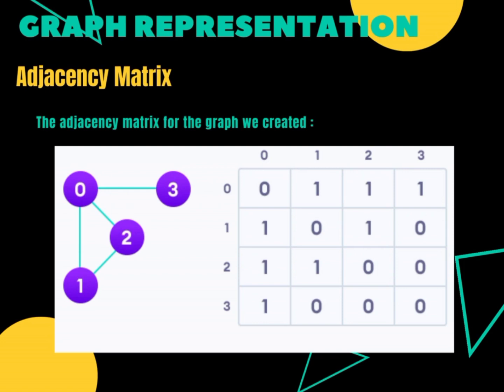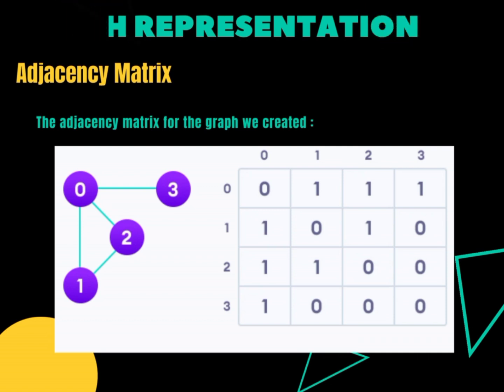Graph representation. Adjacency matrix. An adjacency matrix is a 2D array of V cross V vertices. Each row and column represents a vertex. If the value of an element Aij is 1, it represents that there is an edge connecting vertex i and vertex j.